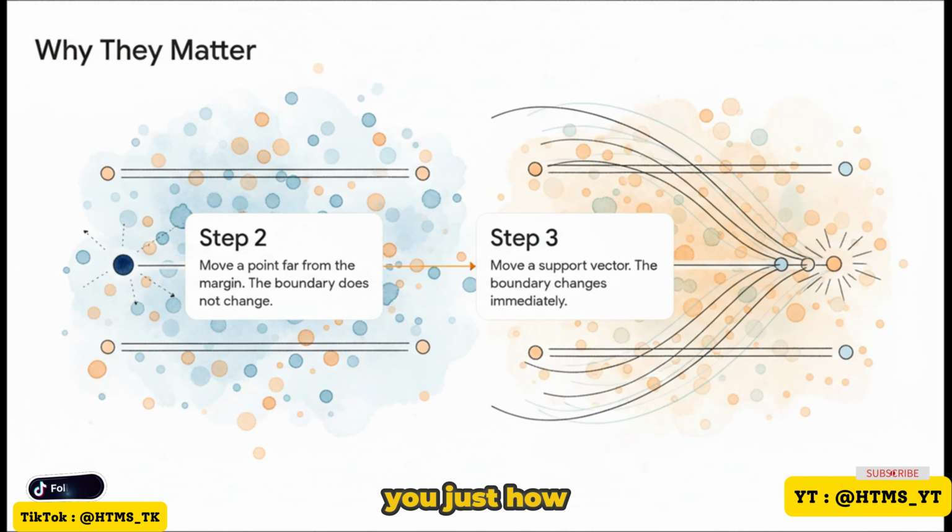And this shows you just how important they are. Watch this. First, take a regular point, one that's way off in the distance, far from the margin. If you move it around, nothing happens. The boundary doesn't budge. But now, take one of those support vectors. The second you move it, boom, the entire boundary has to pivot and shift to maintain that maximum margin. That's why the whole algorithm is named after them.